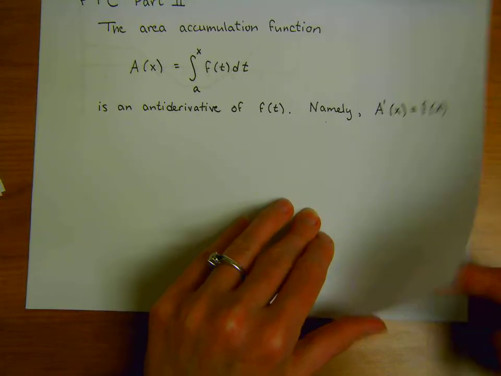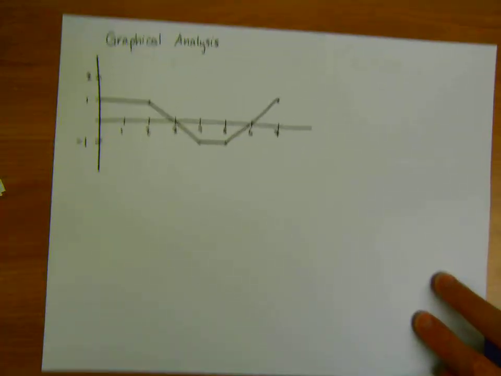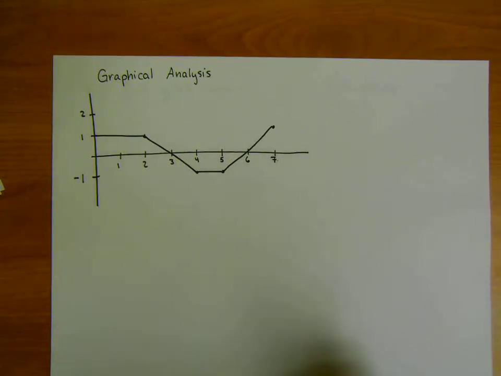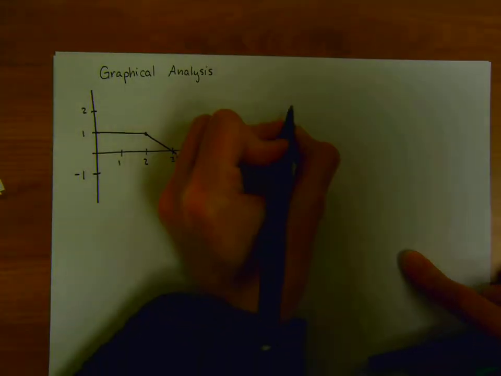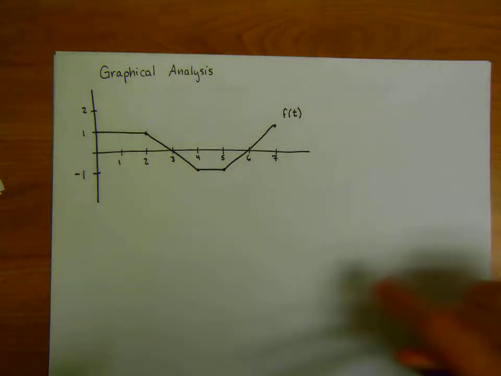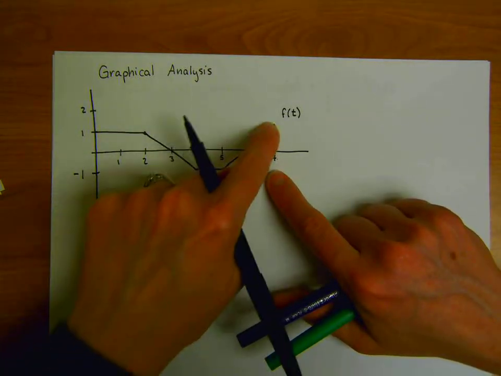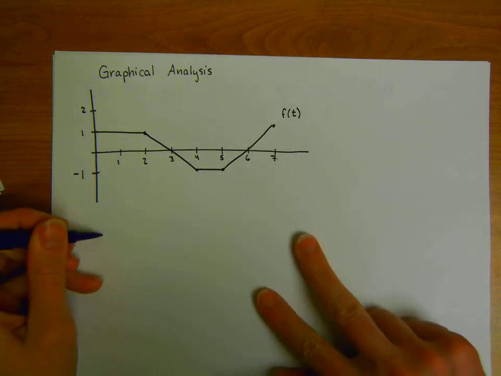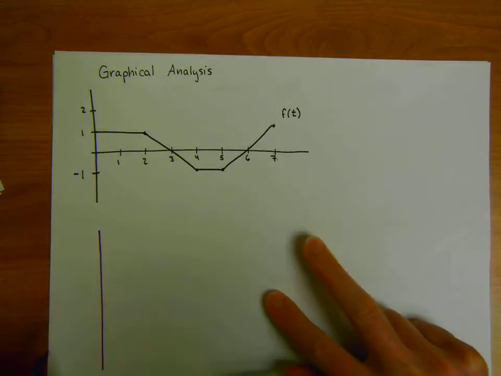Let's look at what this means graphically. And this is something that I think is a little bit harder to think through, but I think it's worth our challenge. So suppose that this is my little f of t function. It's just some function that looks like this, and I'm going to do a couple of different area accumulation functions corresponding with this as the original function.